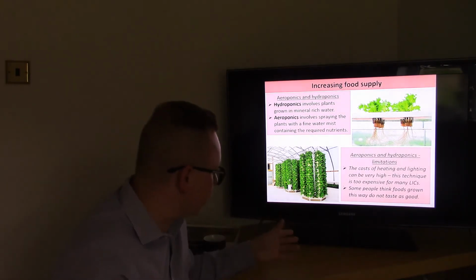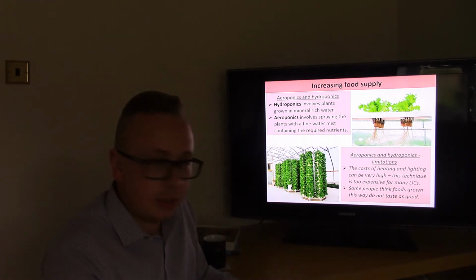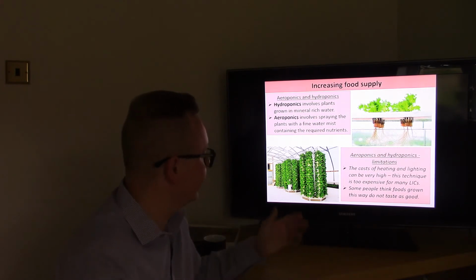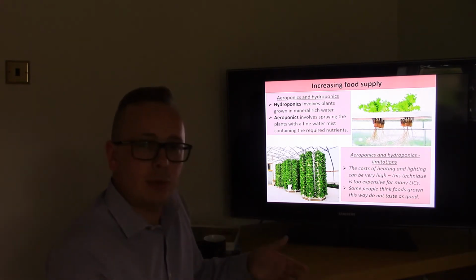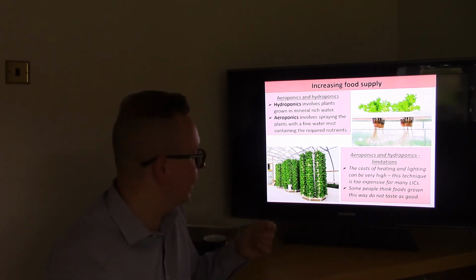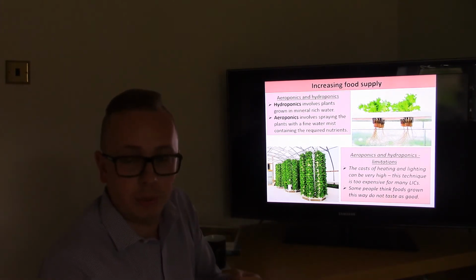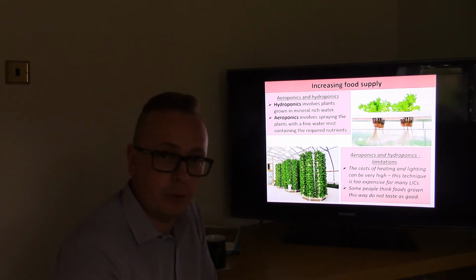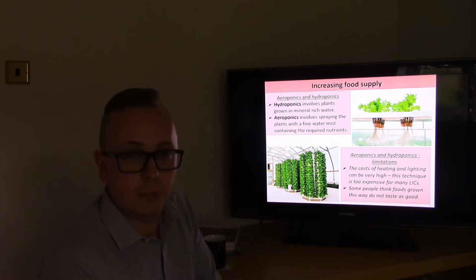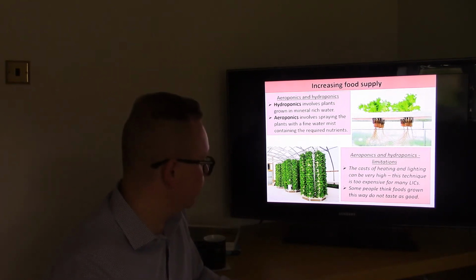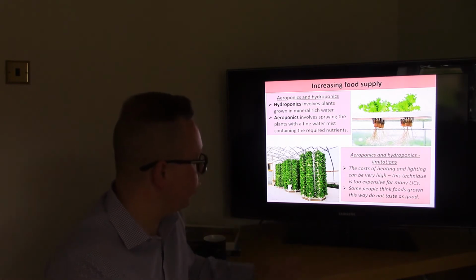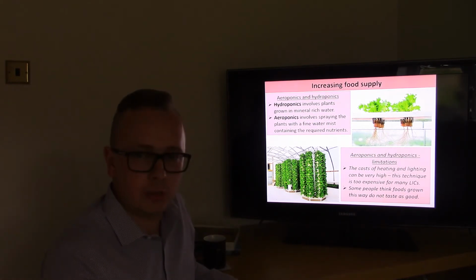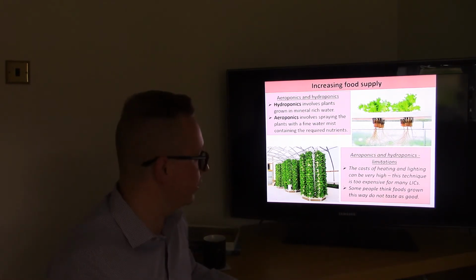But of course there are some limitations. It's a very expensive type of food production. The cost of heating and lighting is going to be very high, and as a result, for many low-income countries, these techniques are going to be too expensive. And it's those low-income countries which we know have the biggest challenges of food insecurity and need their food supplies increasing the quickest. And some people also think that the food grown this way doesn't taste quite as good. It hasn't got that kind of earthy taste as you would get if it had been grown on the land.